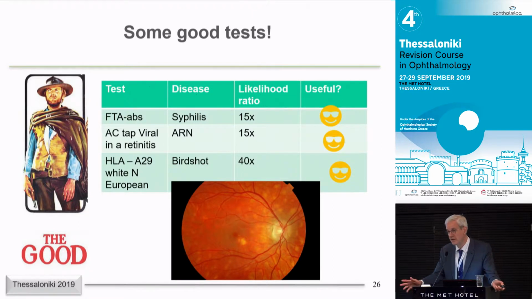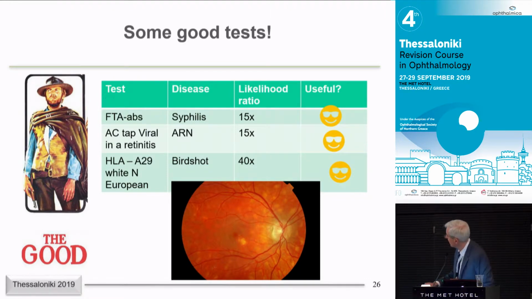AC tap for viral retinitis. If you see a patient walk in with an acute retinitis, you're worrying about ARN. There is a differential to ARN, toxo, other things, treponemal can do this. If you do an AC tap, again, it has pretty good sensitivity and specificity for viral retinitis, so you can rule that out.